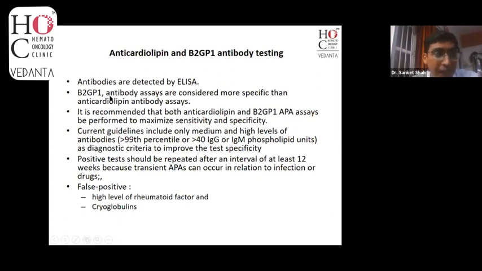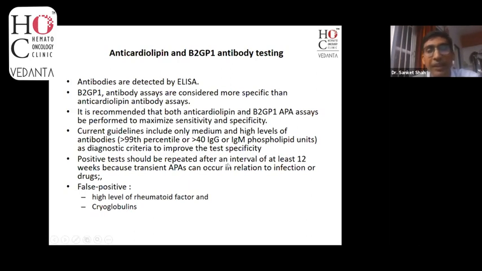Beta-2 glycoprotein 1 antibody assays are considered to be more specific, but to increase the sensitivity, guidelines recommend testing for both, right? So specificity is more with the beta-2 GP, but sensitivity is more with the anticardiolipin. Current guidelines include only medium and high levels of antibodies as diagnostic criteria to improve the specificity.